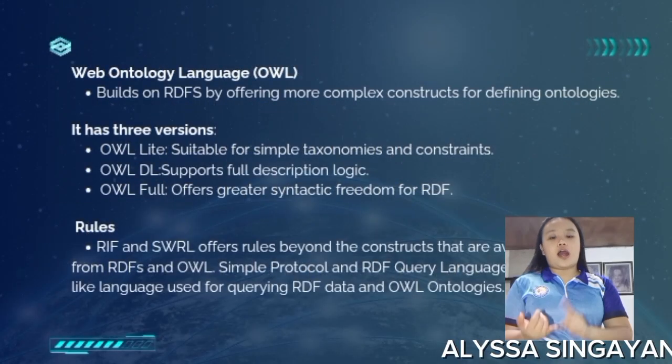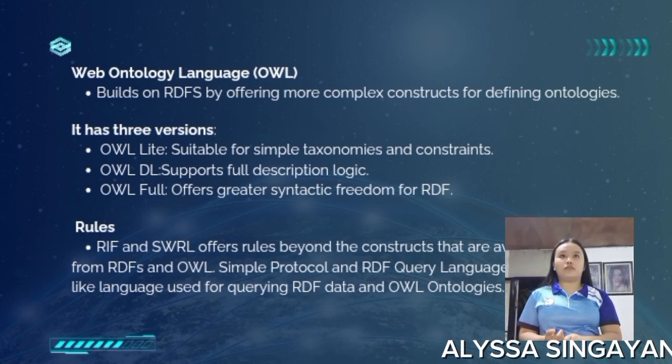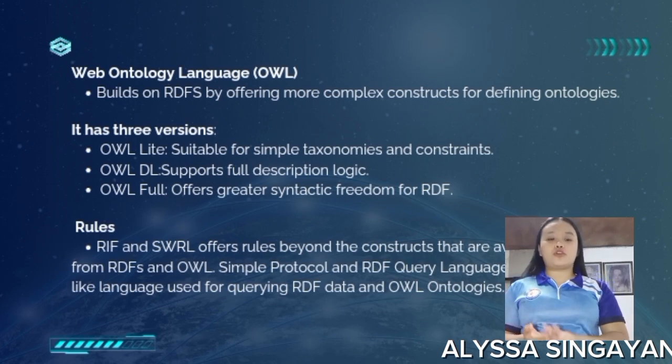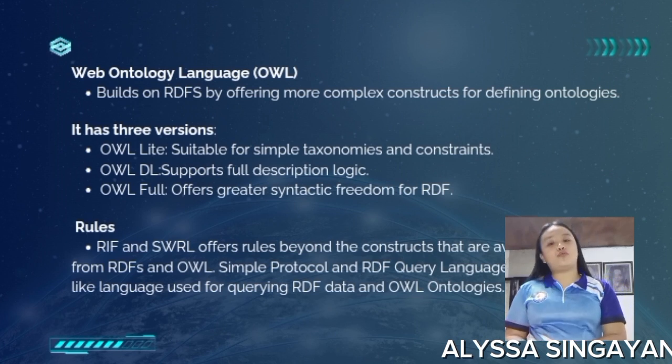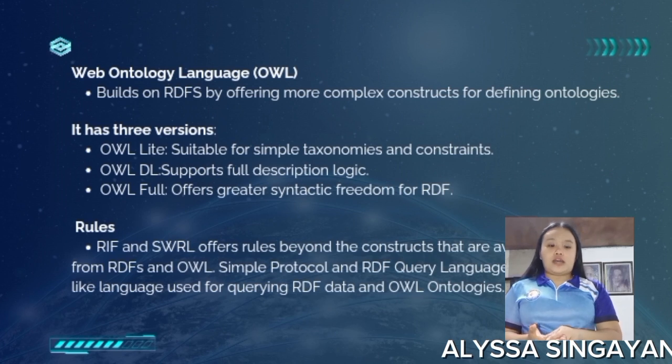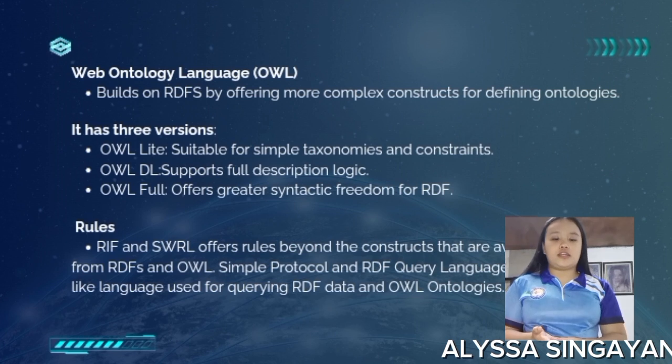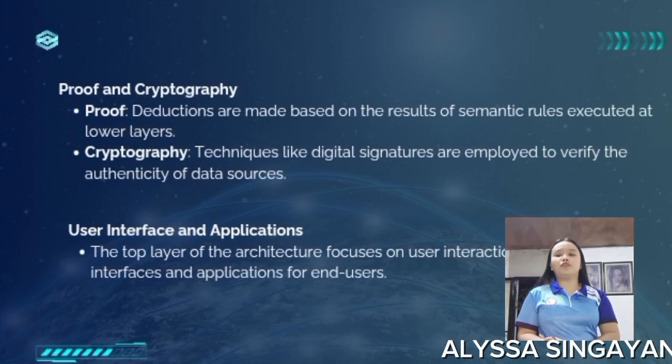...is rules. RIF and SWRL allow for more complex rules than RDF and OWL, while SPARQL is a language for searching through information for RDF data and OWL ontologies, like using a search engine for web data. And next is proof and cryptography.